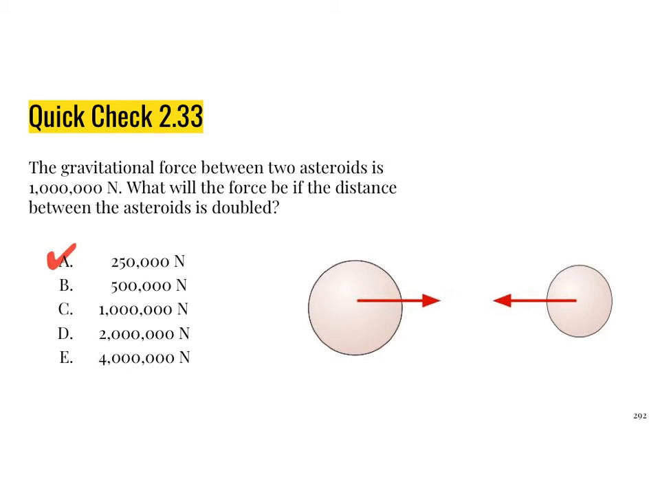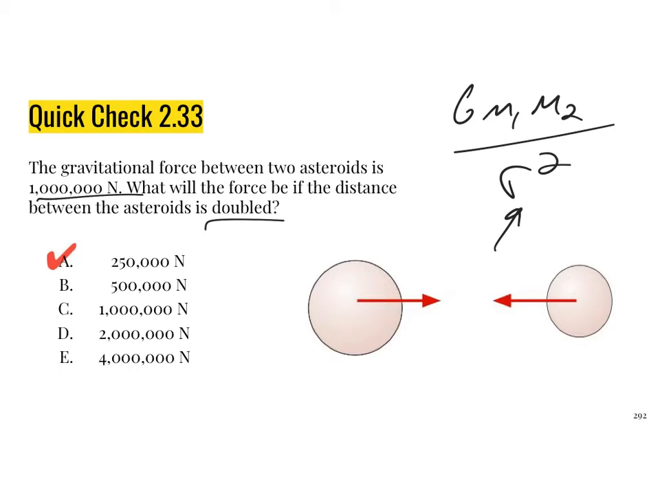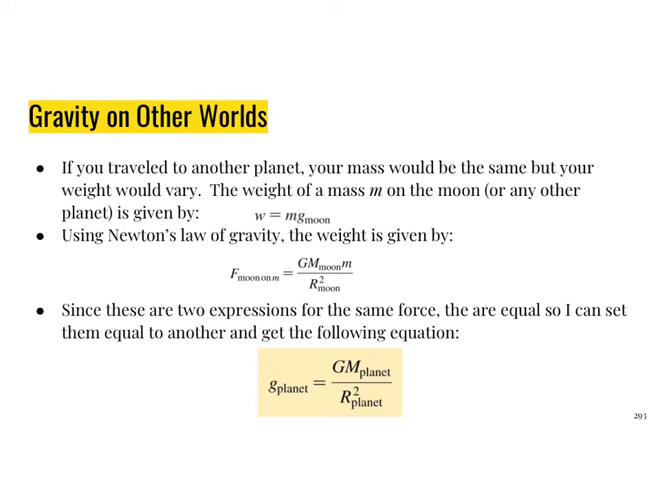Another quick check. Here I have a gravitational force of 1,000,000 newtons. What will the force be if I double the distance? Well, if I look back at my formula, it's G m1 m2 over r squared. So if I double this distance r, it's going to be 2 squared, so it's going to end up being a quarter of the force, and that'll be 250,000 newtons compared to the original 1,000,000 newtons.